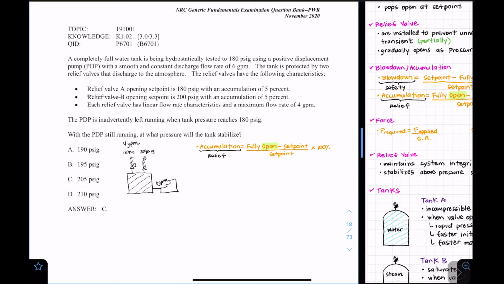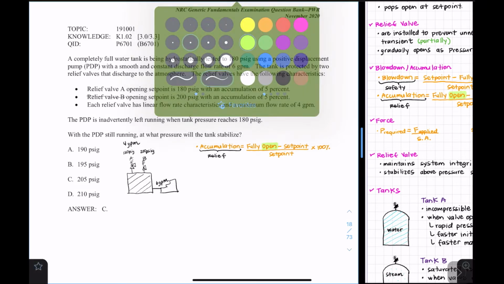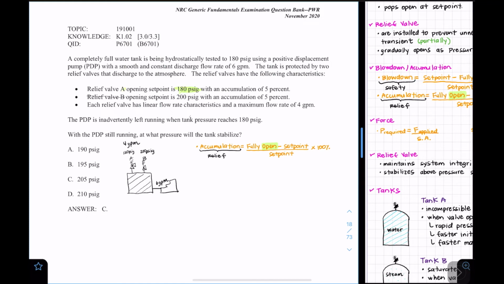The relief valves have the following characteristics. Relief valve A, the set point. So we have different set points here. The set point for this one is 180. For B is 200. But both have the same accumulation. And each relief valve can get out 4 GPM, right? So that's going to be slightly different than the other one. It's not going to be completely the same.